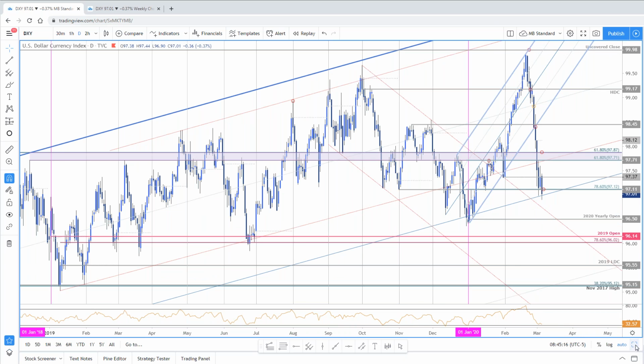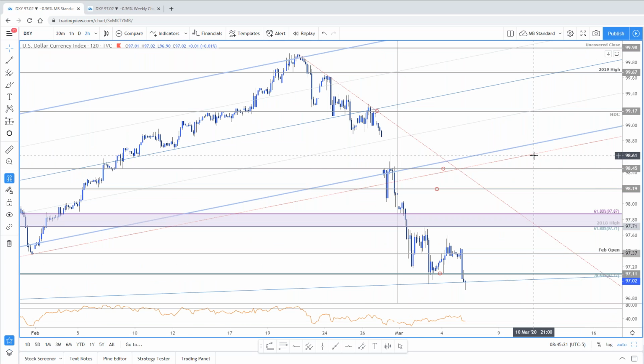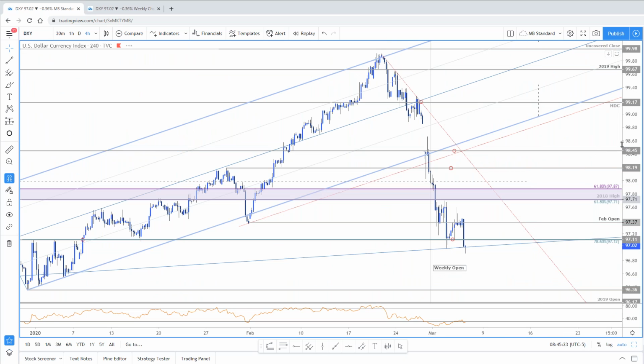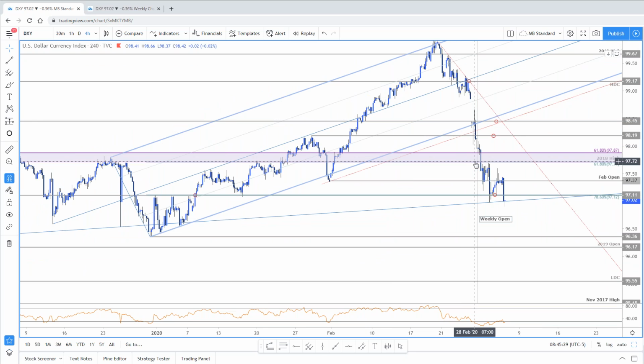Here's what it looks like on the intraday chart. Okay, so this is the 120. Here's the 240. Just zoom out a little bit. Beautiful break. This wasn't a gap. Trading View has been putting that as a gap sometimes. In any event, it's not a gap. It was just a quick sudden move.